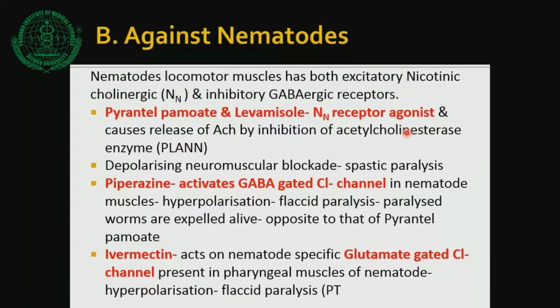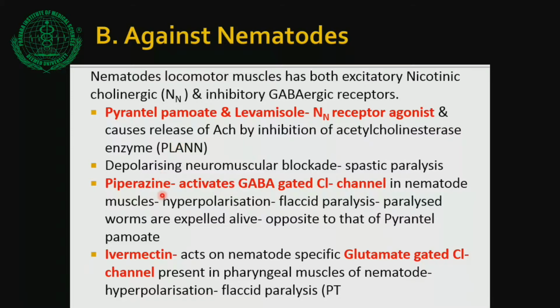There are two types of paralysis, spastic and flaccid. In spastic paralysis, we are giving entry to a lot of acetylcholine, because of which there is an influx of sodium ion and a persistent depolarization, and the muscles will remain in a contracted state and go into spastic paralysis. That happens with Pyrantel pamoate and levamisole. So how can you remember? PLAN. What is the meaning of this PLAN? P for Pyrantel pamoate, L for levamisole, and they act on the acetylcholine NN receptor, because of which they produce excessive depolarization and spastic paralysis.